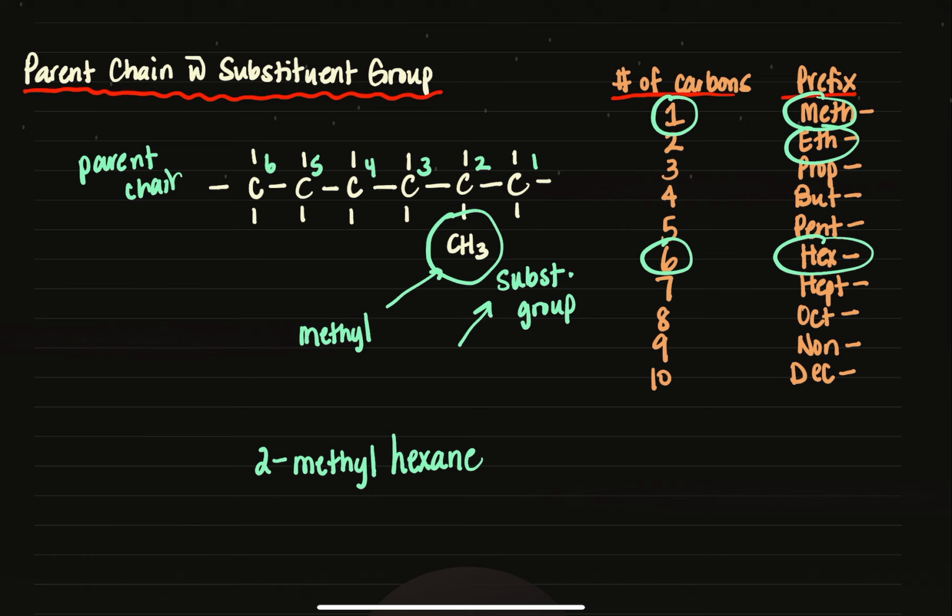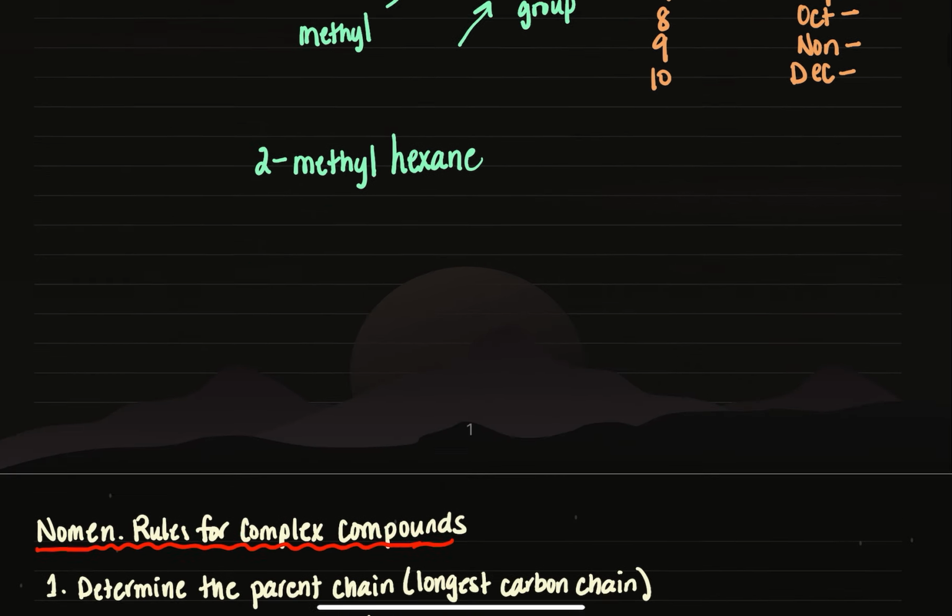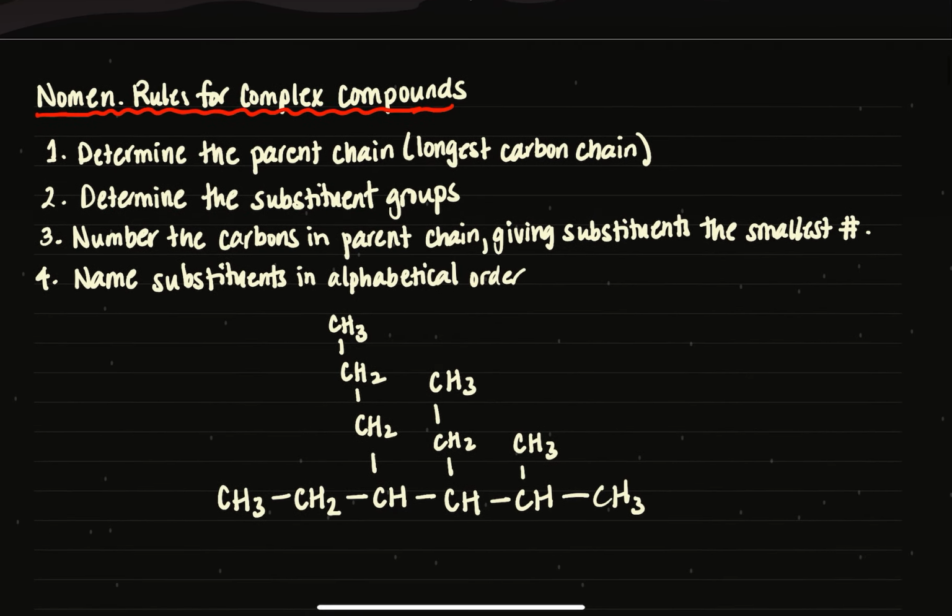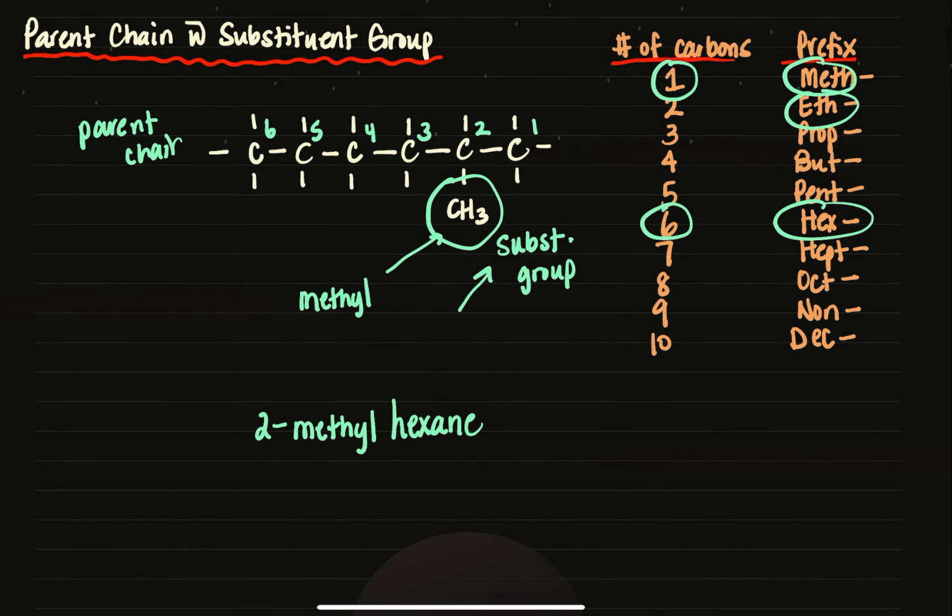So 2-methyl hexane. So why did I number these carbon atoms backwards? Let's take a look at our nomenclature rules and try some more complex examples. So here are some rules for nomenclature. Number 1, we have to determine the parent chain, which is my longest chain of continuous carbon atoms. Then we have to determine the substituent groups. So if you read number 3, we have to number the carbon atoms in the parent chain, giving the substituent groups the smallest carbon number. So if I go back to this example up here, the reason why I didn't number it like this, 1, 2, 3, 4, 5, 6, is because if I do it from left to right, then the substituent would be on carbon 5.